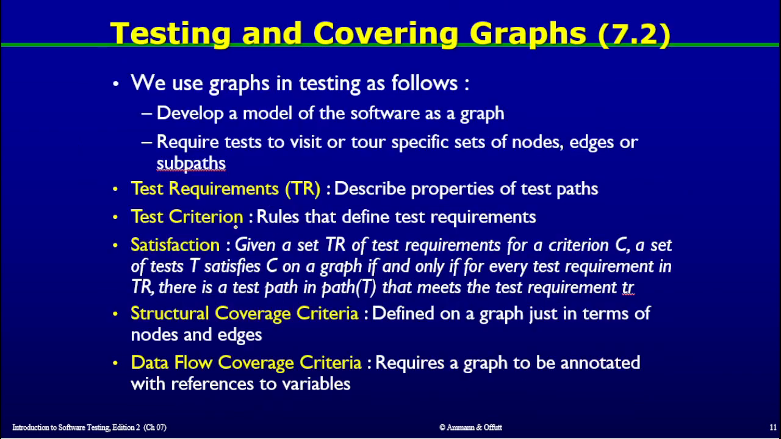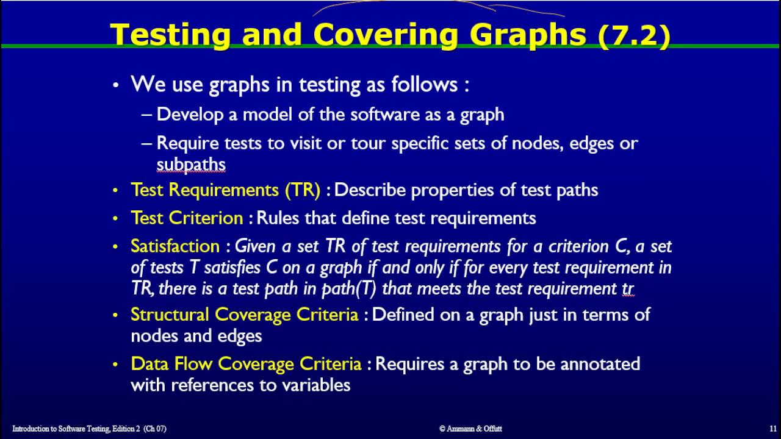So in the context of testing, we are interested in covering certain sections or parts of the graph, and that we want to do by means of our tests. So we use graphs in testing as follows. First, we develop a model of the software in the form of a graph, and then we want our tests to visit certain parts of the test graph, like nodes or edges or some subpaths or edge pairs and so on, and we want to see how much of those nodes or edges have been covered by our tests. So then we have some definitions.